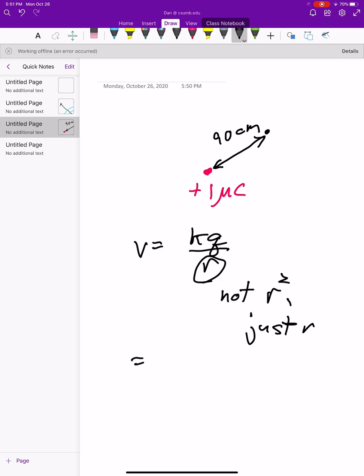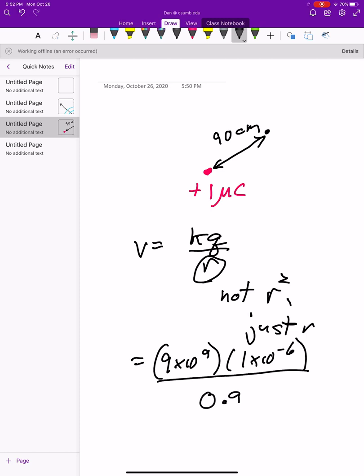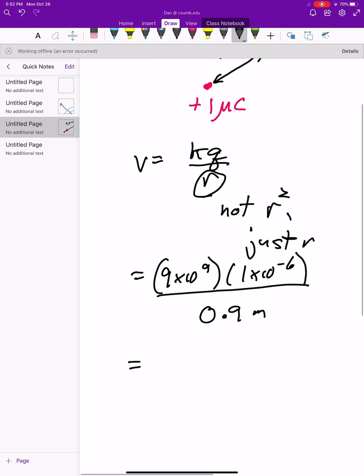All right, so let's do the calculation. We have 9 times 10 to the 9th times 1 times 10 to the minus 6 divided by 0.9 meters, because I've got to convert the 90 centimeters to meters. So I'll rewrite this. 9 times 10 to the 3rd on top. That's the 10 to the 9th times the 10 to the minus 6th, and the 9 times the 1. And on the bottom, I have 9 times 10 to the minus 1st. And the units, again, are going to be volts.